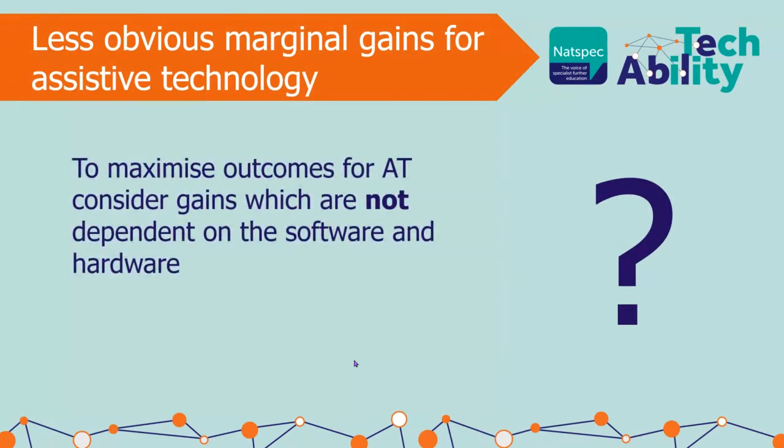So any ideas for things which aren't software or hardware, but that could be a marginal gain that would decrease the amount of energy that our learners have to burn, essentially, to be able to do what they need to do? So the chat box is open again. Any ideas about that stuff around the software and hardware people might benefit from?